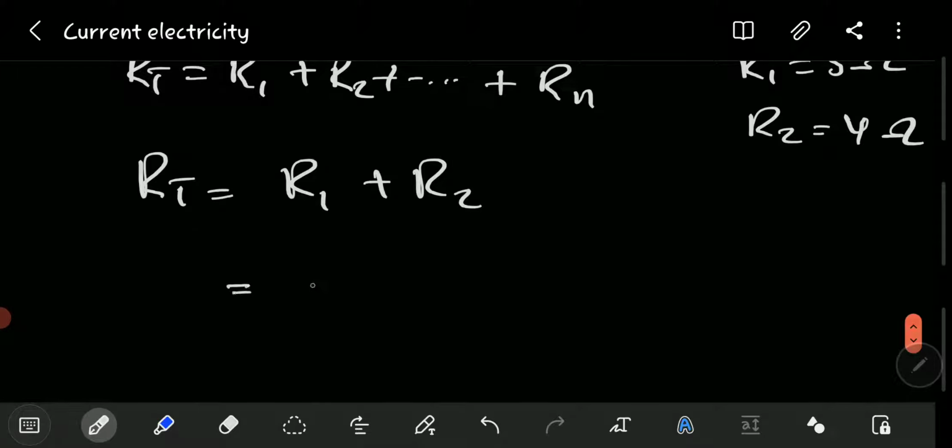So this is going to be 3 plus 4, and 3 plus 4 is equal to 7. 7 what? 7 ohms. Units are very important. Forget the units, forget the mark. All right, so this is how we find the total resistance.